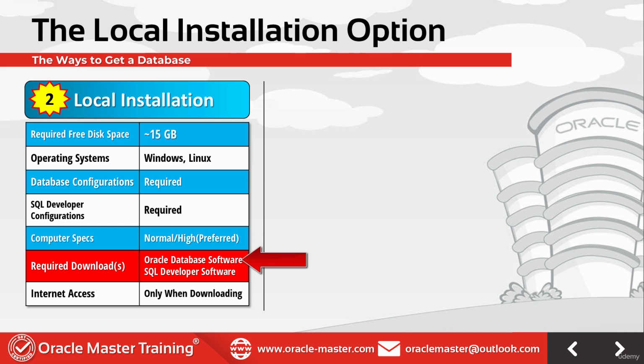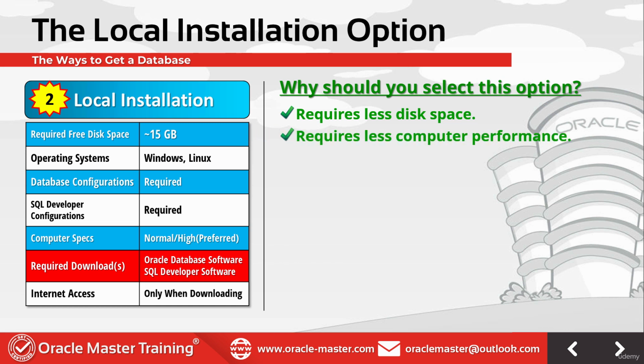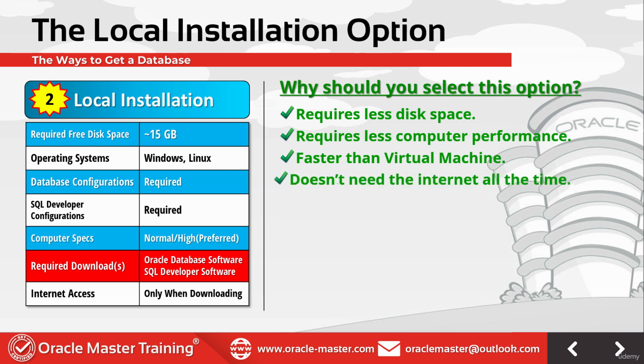We need to install the database software and the SQL Developer tool, and it needs the internet only when downloading the related software. So why should you select this option? It requires less disk space compared to the virtual machine option. And it requires less computer performance in comparison to the virtual machine option. So your database tends to work a bit faster than the virtual machine option. But as we will not have a massive database, you will probably not notice the difference. It requires no internet access after downloading the software.